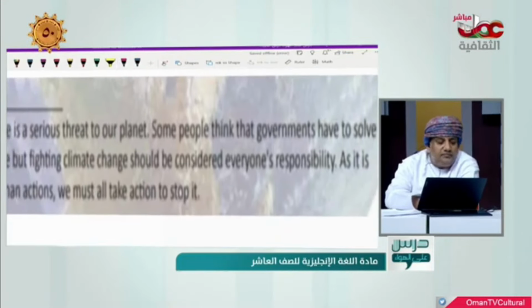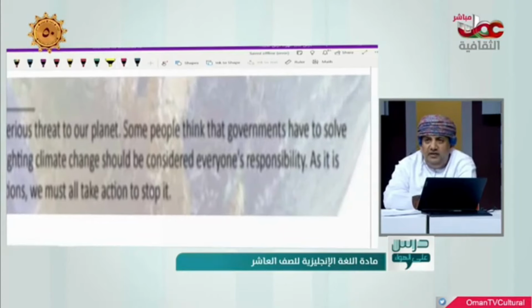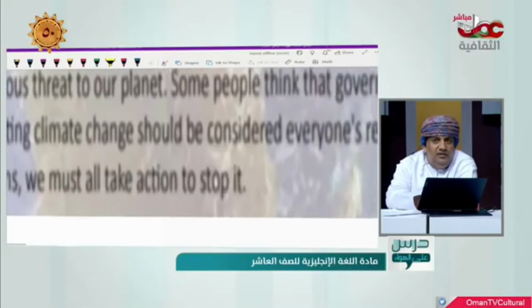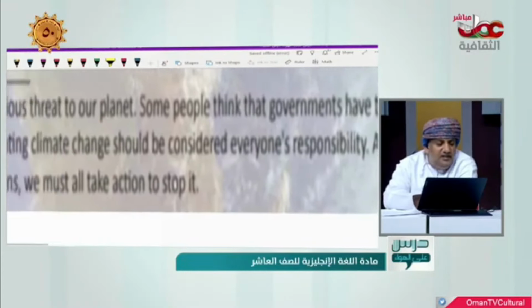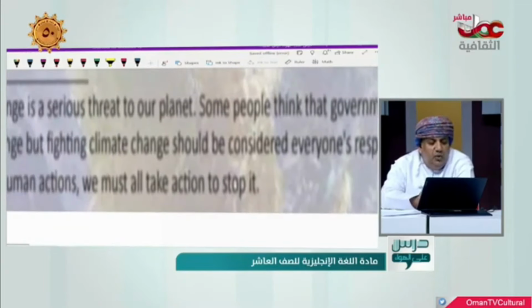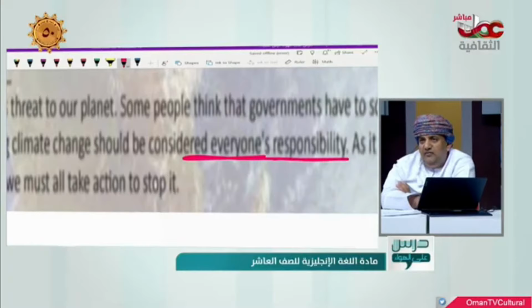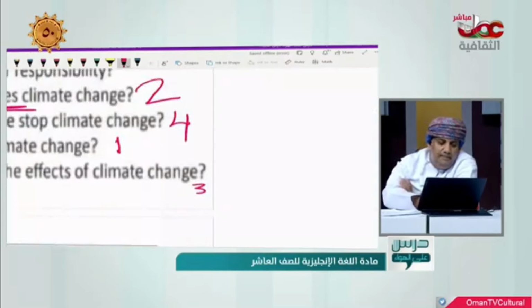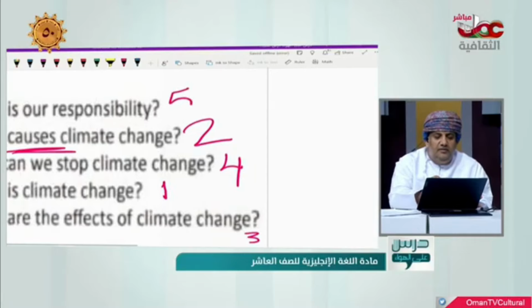Climate change is a serious threat to our planet. Some people think that governments have to solve climate change, but fighting climate change should be considered everyone's responsibility, as it is caused by human actions. We must all take actions to stop them. So here the word responsibility. He talked about everyone's responsibility. So the best answer or the best title for this is number A. So this is number 5.